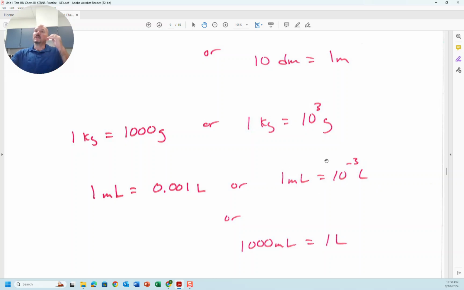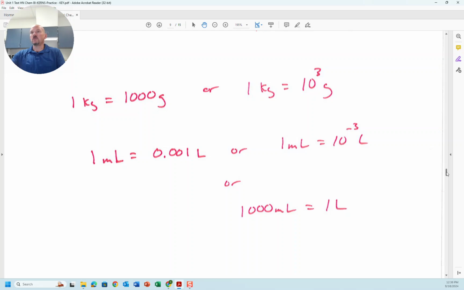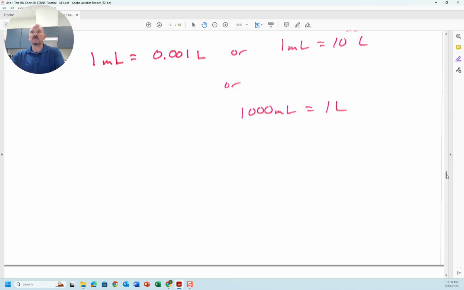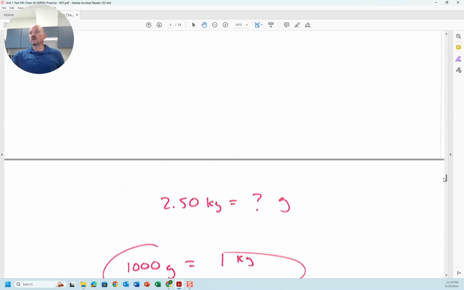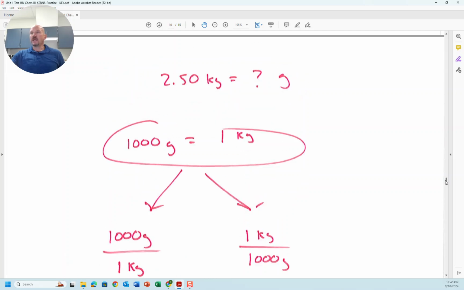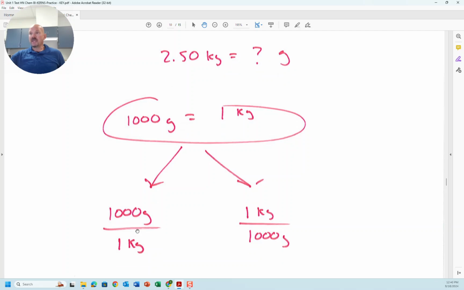So you really need to establish these equalities so that you can use them to make ratios to do your metric conversions, so you can show your work using dimensional analysis. When he says conversion factors, it's really that you have an equality that you can make into 2 conversion factors. When I have 2.5 kilograms and I want to know how many grams that is, but I need to show my work using dimensional analysis, I have to recall the equality I memorized: 1,000 grams equals 1 kilogram.